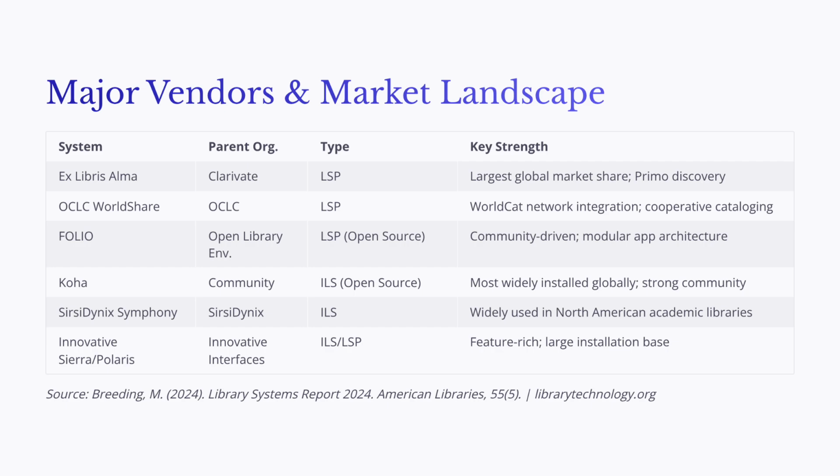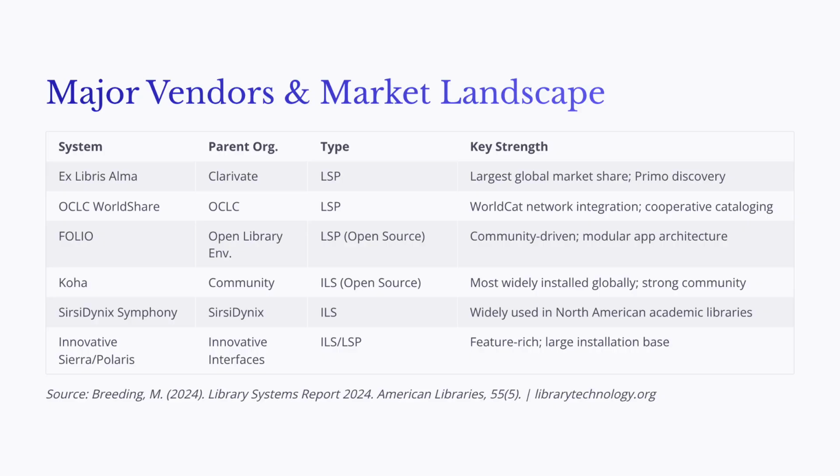Alright, names and faces time. This table gives you a snapshot of who the major players are right now. Ex Libris Alma is the dominant LSP in the academic library market globally. If you end up working at a mid to large university, there is a good chance you are working with Alma and its discovery layer, Primo.